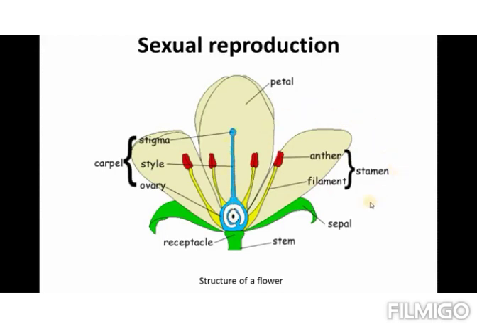Right? So like that, each flower has four whorls: outermost calyx, then corolla, then androecium, and then gynoecium. The calyx and corolla are called the accessory whorls, and the androecium and gynoecium are called the essential whorls, because the androecium and gynoecium take part in reproduction. So this was all about the structure of a flower.